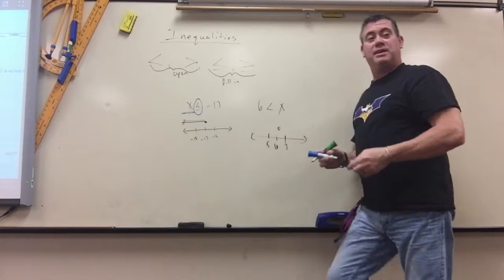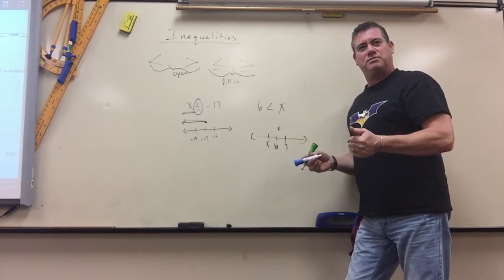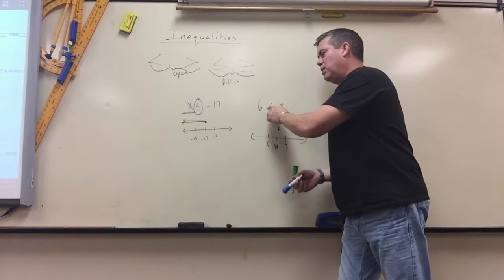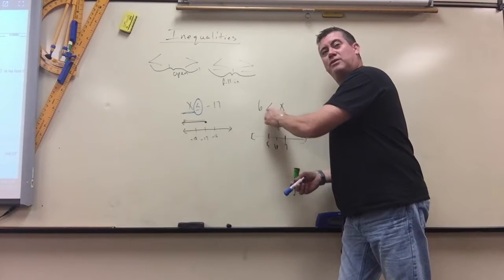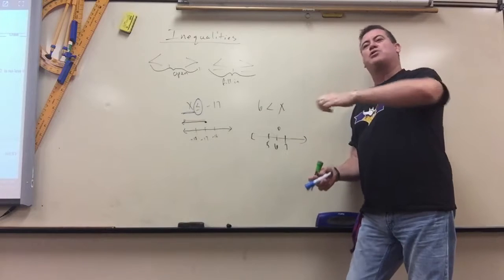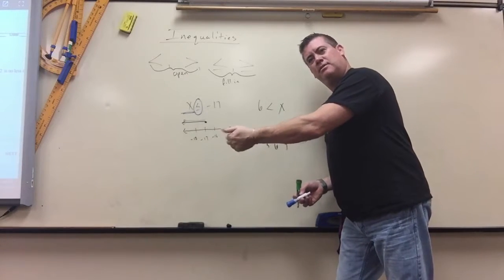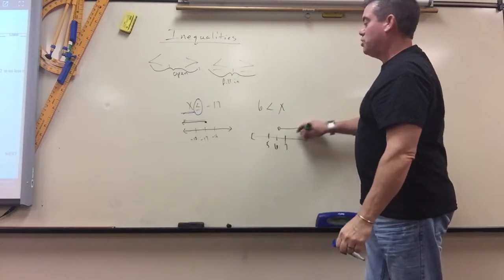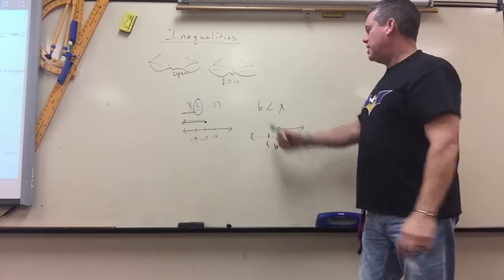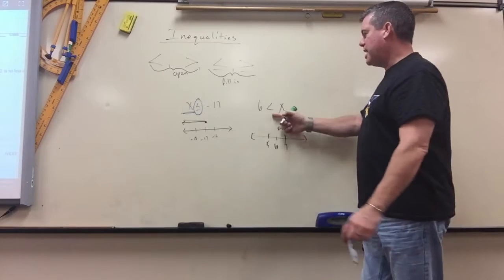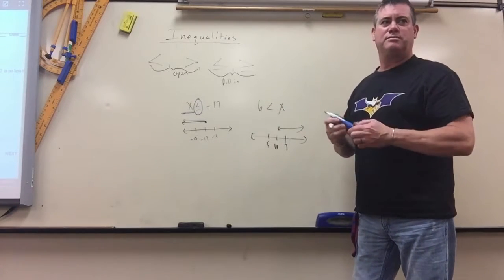The reason why is when you read these, you should always read the letter first. So just read x first, and it's pointing at 6, which means x is greater than 6. If the letter is greater, the line will always go right. If the letter is less, it'll always go left. So even though the letter isn't listed first, if you read it first and read what the sign is, then you'll know which way the arrow goes.